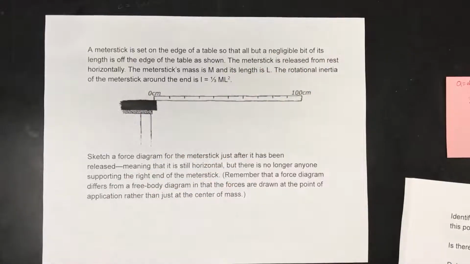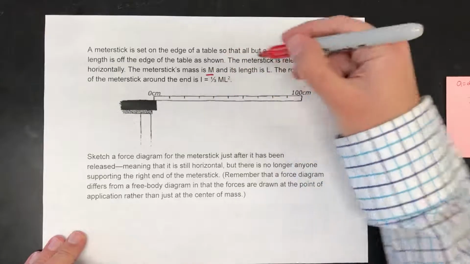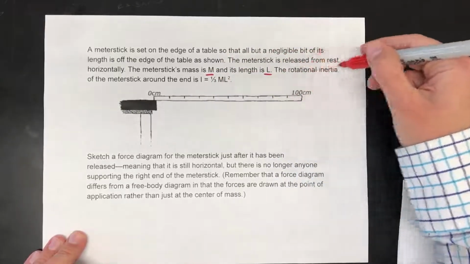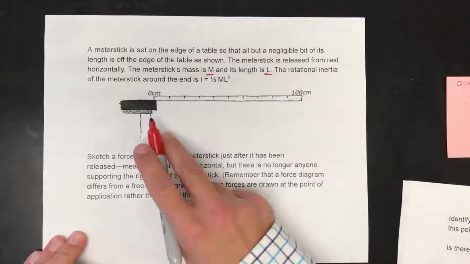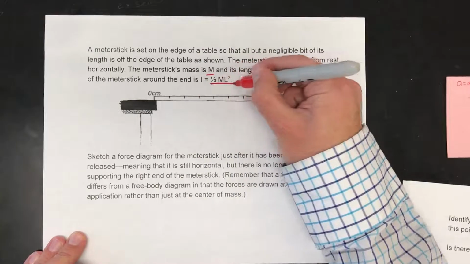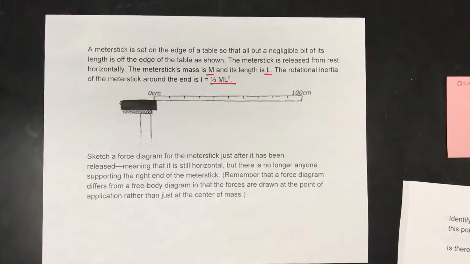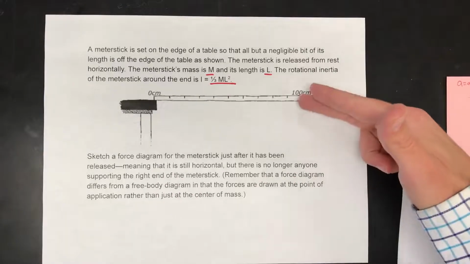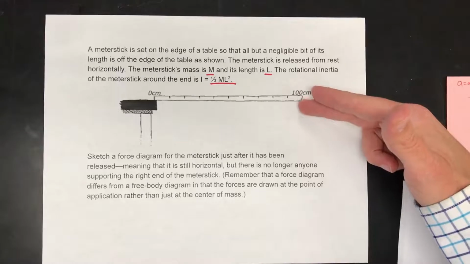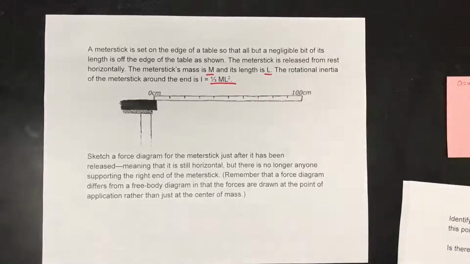The meter stick's mass is m, its length is L, and the rotational inertia of the meter stick about its end is 1/3 mL squared. So they will always give us the rotational inertia or make it easy to find from another equation. Sketch a force diagram for the meter stick just as it's been released, meaning it is still horizontal in this position, an infinitely small moment of time later. But there's no longer anyone holding it at the end of the meter stick.